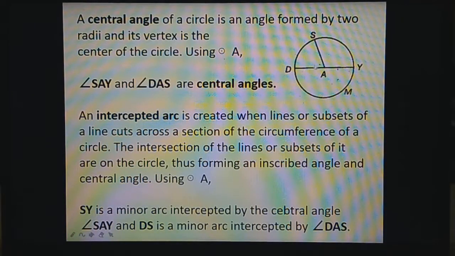Then, for another central angle, DAS, na-intercept niya si arc DS. So, another arc, DS is the intercepted arc of angle DAS. Madali lang yan.